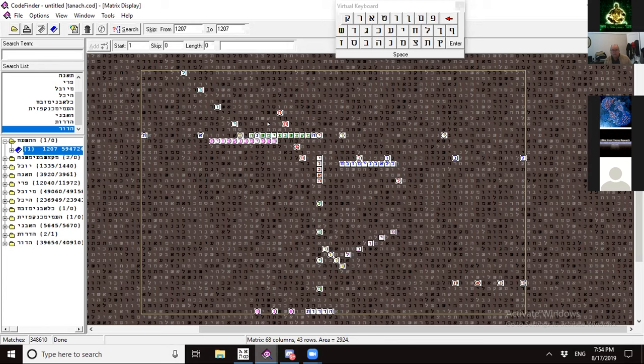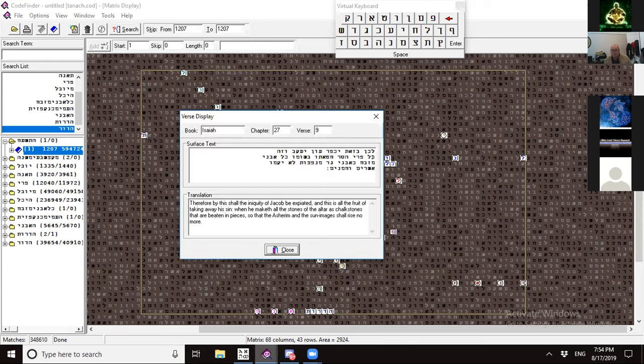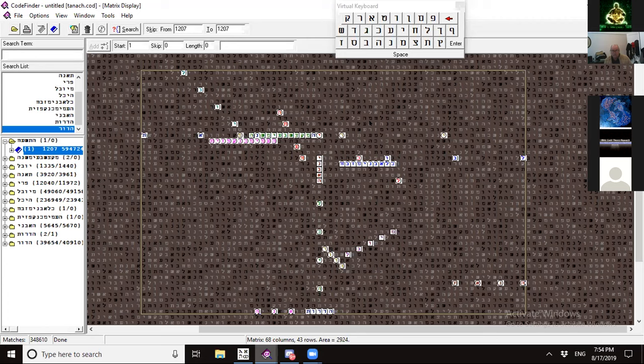Wow. Here you've got temple, hey, yod, kaf, lamed, and here: "Therefore by this shall the iniquity of Jacob be expiated, and all the fruit of his taking away his sin, when he makes all the stones of the altar." Now, we had that altar ceremony last fall. Didn't they just do that? Yeah, they had the altar ceremony. So you've got temple here, and the stones of the altar going vertically, with temple right underneath it going vertically. Yeah, they did sacrifice on that altar in November 2018. So it fits the timeline pretty well on this table.